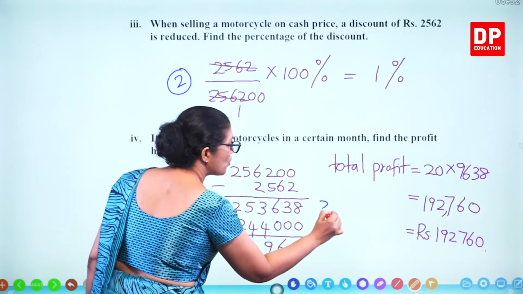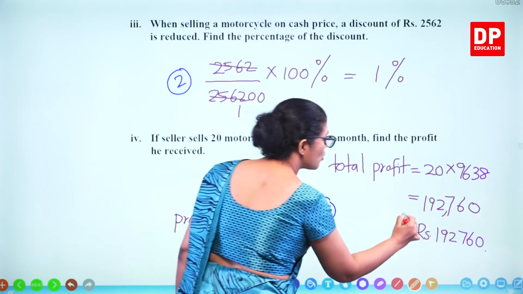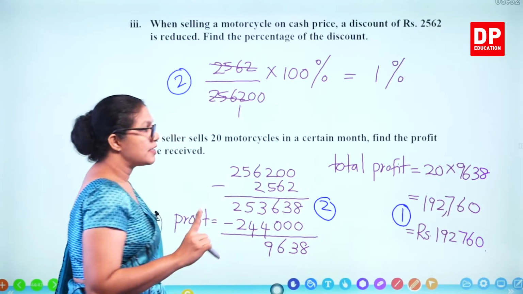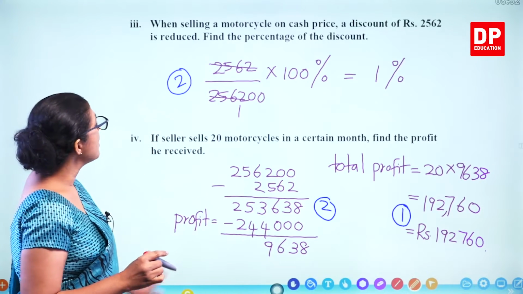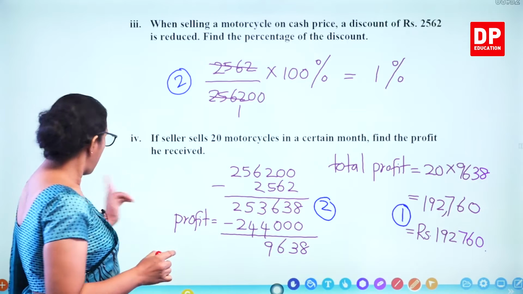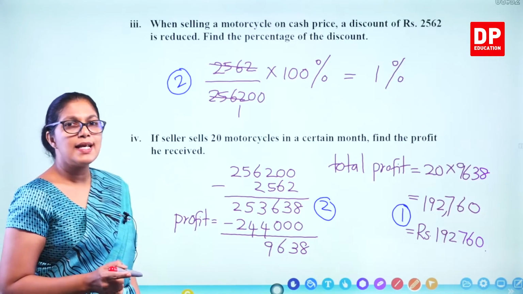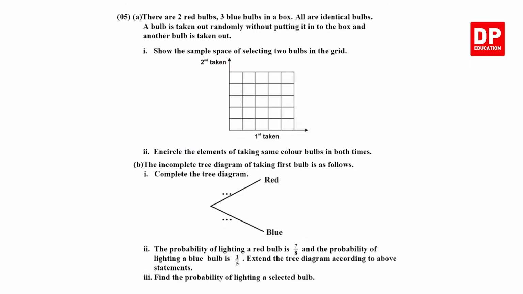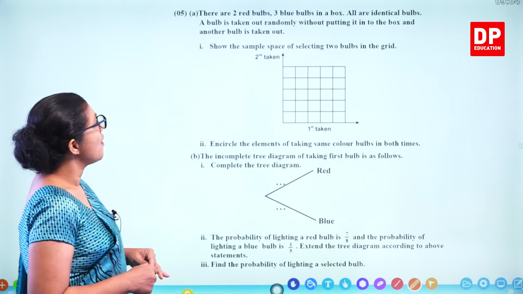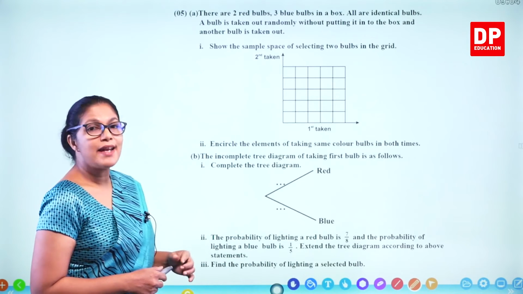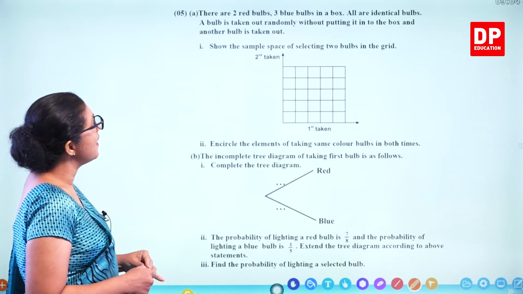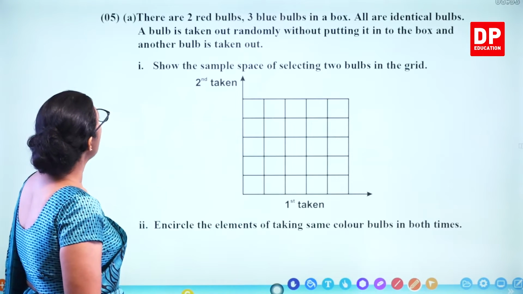3 marks for the whole question, 2 marks for this calculation, and 1 mark for multiplying this by 20. So altogether this is 3, and the previous 7 makes a total of 10 marks. Now you can try question number 5. That's a probability question, so you have to draw a sample space diagram and a tree diagram. So 2 parts are there. We'll do the first part.